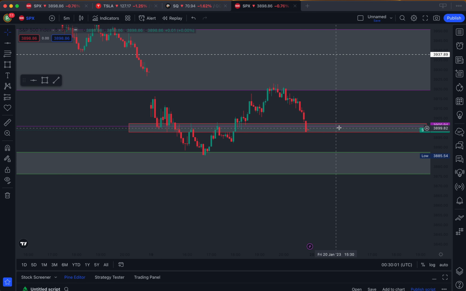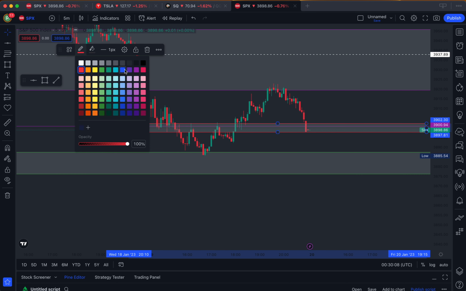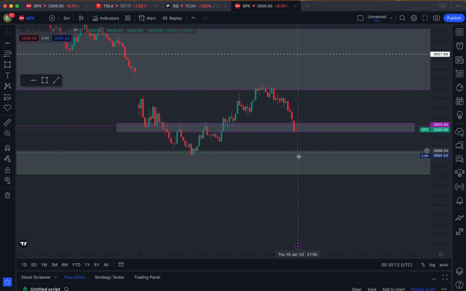And for now, again, make it whatever color you want, but I'm going to use purple. So now this lets me know that anytime we're here, something is going to happen. So it's either going to bounce or break through, but now this is a bit of a wall. And that's pretty much it.